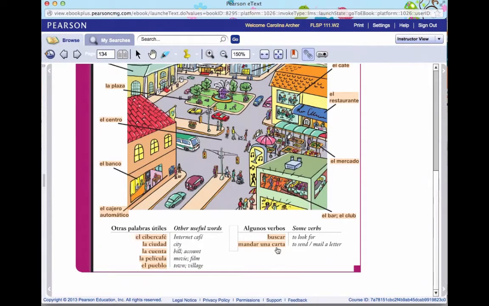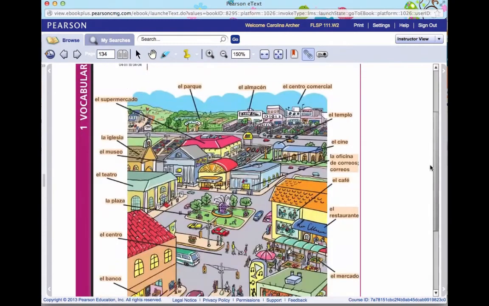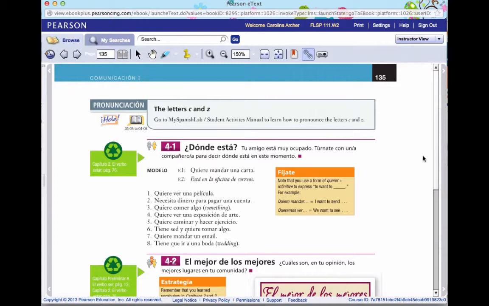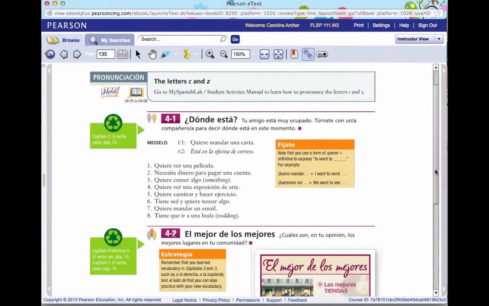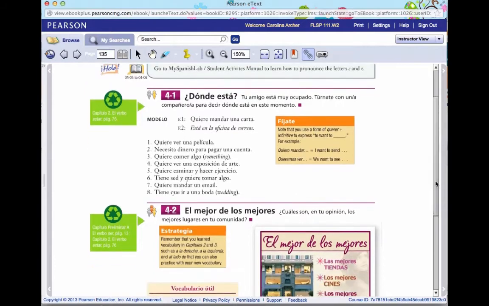And some verbs, buscar is regular, buscar. Yo busco, tú buscas, él busca, to look for. Y mandar una carta, if you go to the post office, you go there to send a letter, right? Usually. Mandar una carta, to send or to mail a letter. So that's the vocabulary. And we're going to do some activities with that so you familiarize yourself with the vocabulary, okay?